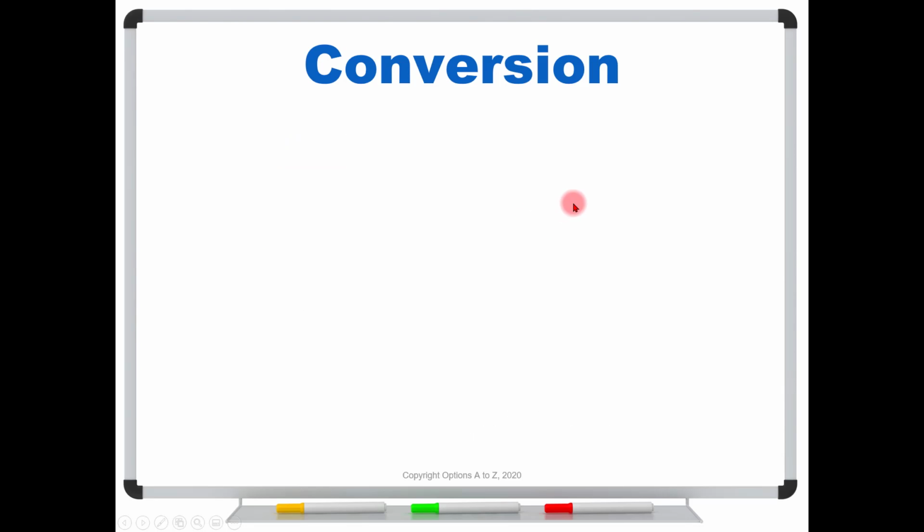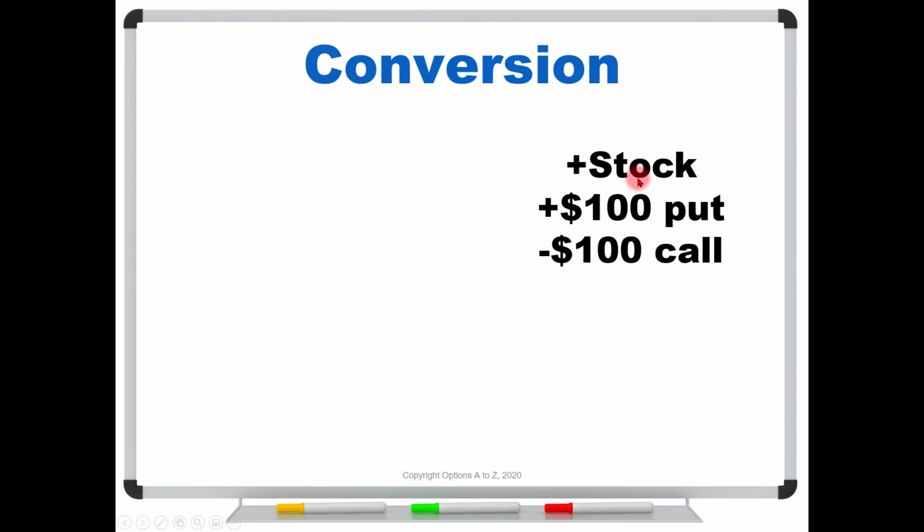Well, take a look at the three individual pieces. You buy shares of stock, you buy the $100 put, and you sell the $100 call. Now remember, you paid $95.24 for these three pieces, for this package. Now there's only three different states that the stock can be in a year. It could be equal to 100, it could be greater than 100, or it could be less than 100. So let's check all three of those and see what happens to this position.